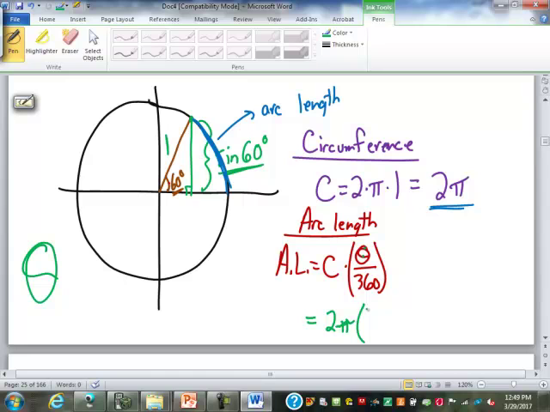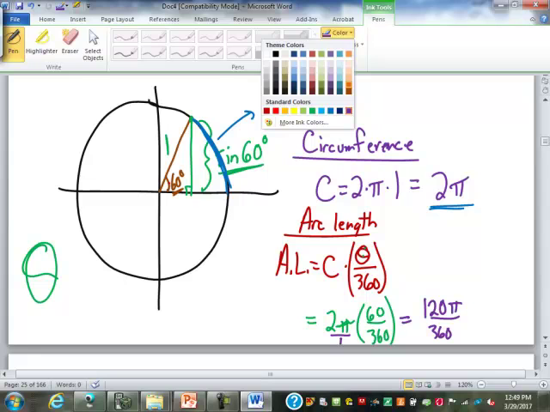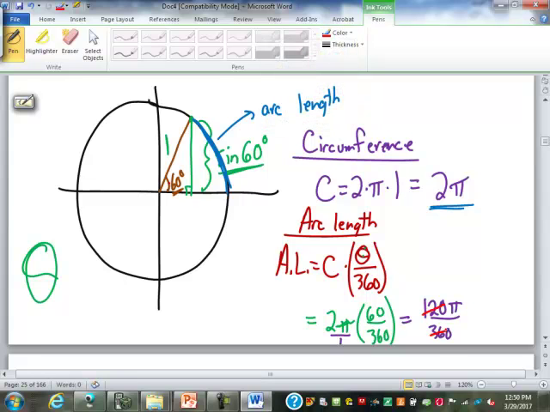So for this, we would put in 60 degrees there. 2 pi for circumference, 60 degrees for our angle. I'll put 2 pi over 1 here. 2 pi times 60 is 120 times pi. 1 times 360 is 360. Both 120 and 360 can be divided by 120. So that's going to be 1 pi, or just pi. 360 divided by 120 is 3. So it's pi over 3, or 1/3 pi. That arc length is pi over 3 units.